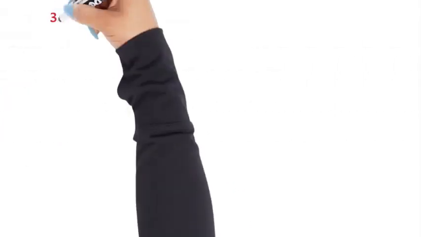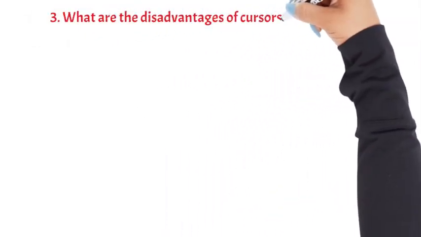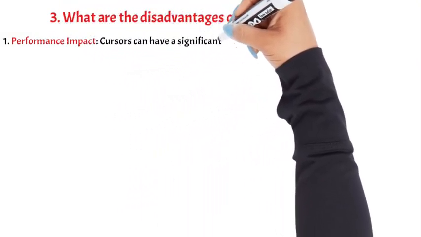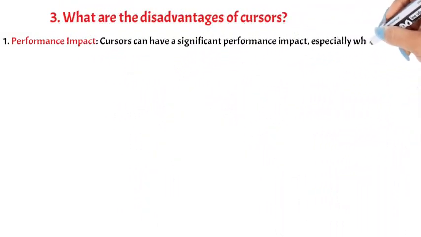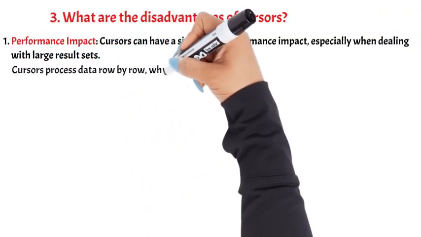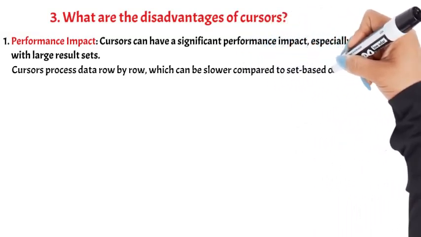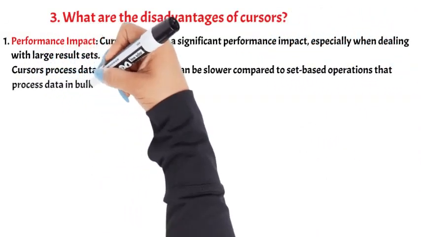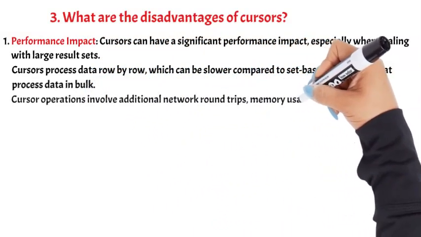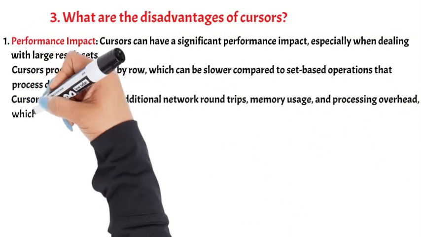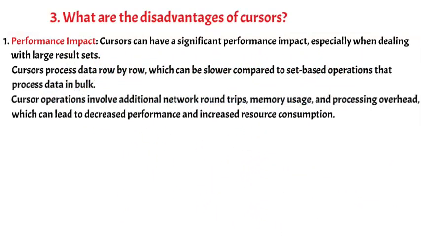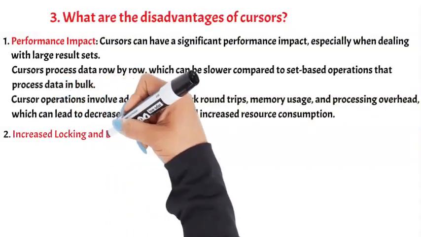3. What are the disadvantages of cursors? 1. Performance impact. Cursors can have a significant performance impact, especially when dealing with large result sets. Cursors process data row by row, which can be slower compared to set-based operations that process data in bulk. Cursor operations involve additional network round trips, memory usage, and processing overhead, which can lead to decreased performance and increased resource consumption.